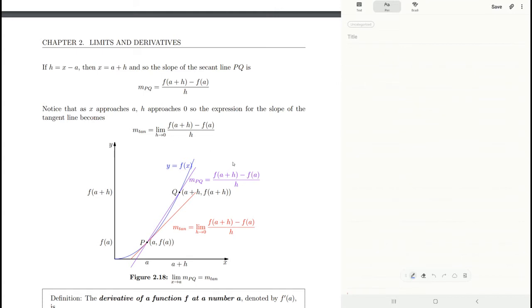So here is another illustration of what's happening. So our 2 points are P and Q, which has coordinates a, f of a, and a plus h, f of a plus h. And again, if we calculate the slope of the secant line through these 2 points, we end up with this formula. And if we let h approach 0, then the point Q will get closer to P. So as h goes to 0, a plus h will go towards a. So we can determine the slope of the tangent line by using this formula as well.